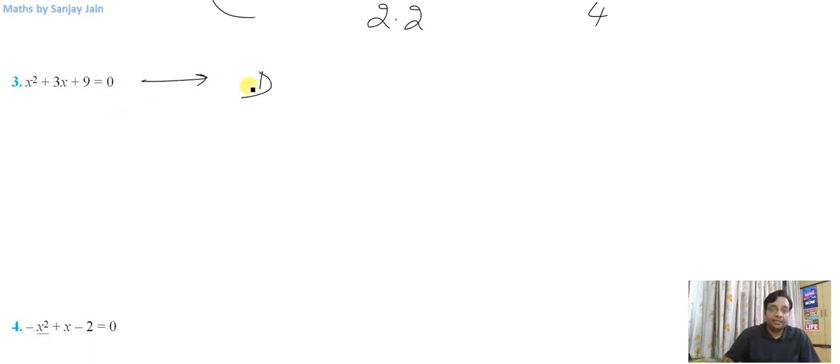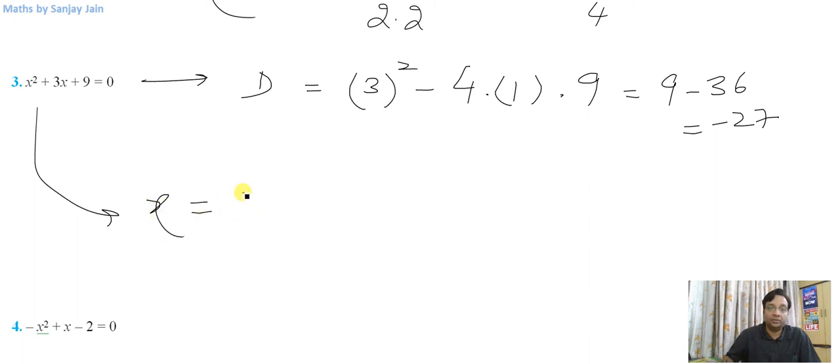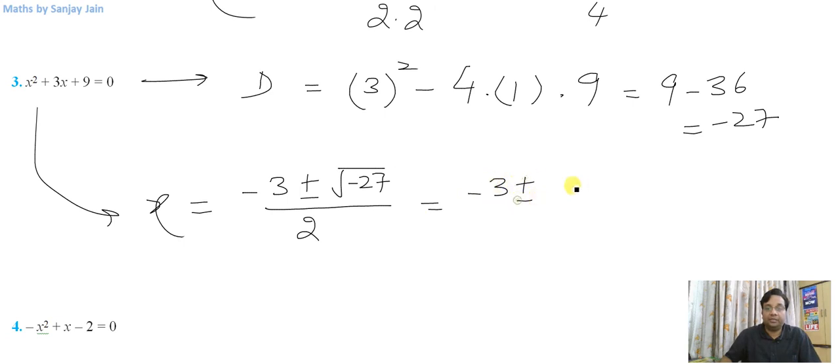In this one, discriminant is 3 squared minus 4 into 1 into 9. So this is 9 minus 36, that is minus 27. Okay, so the solutions are x equal to minus b plus minus square root of negative 27 divided by 2 into 1, that is 2. So minus 3 plus minus root 27 iota by 2. You may leave it at that, otherwise you can write root 27 as 3 root 3.